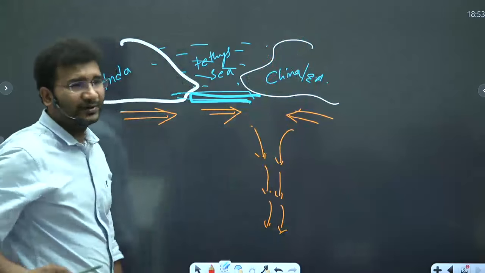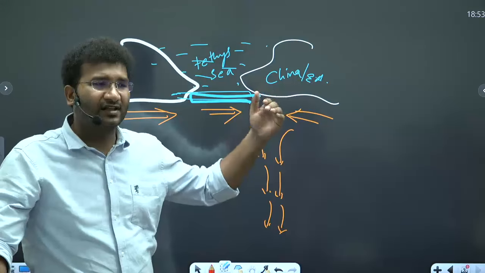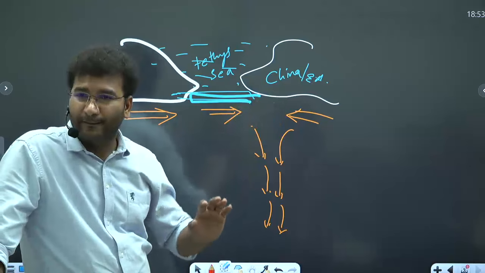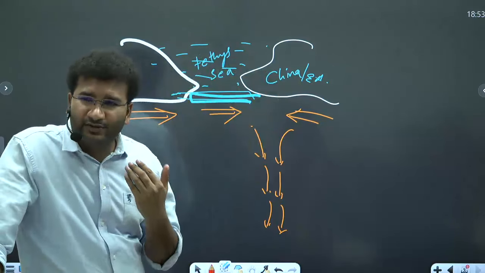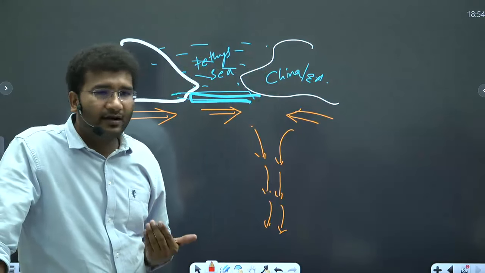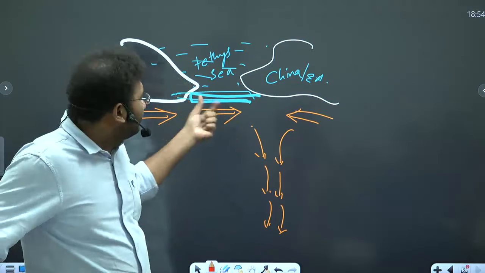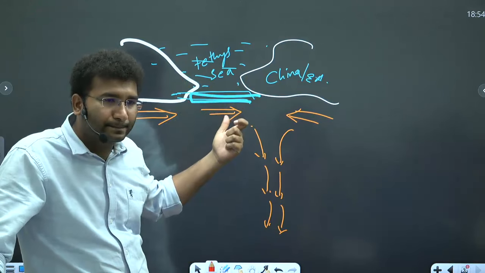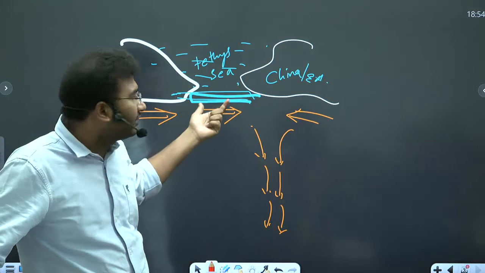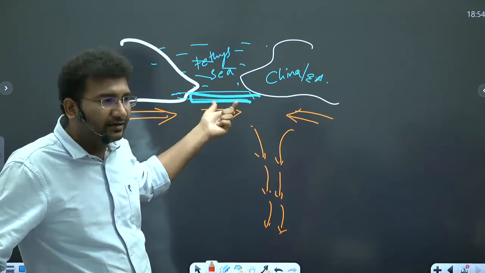See, the speed of India as soon as it crossed the equator was 20 centimeters per year. India was moving at a very fast rate. And slowly, the plate size is getting shrunk here, the Tethys Sea plate. This is also the Tethys Sea plate and this is the Tethys Sea.